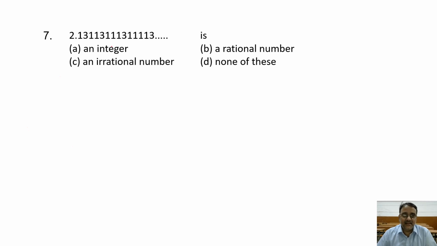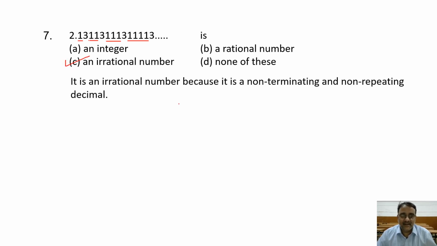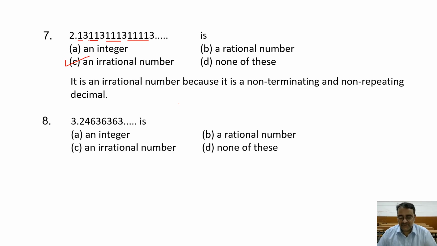2.13, 113, 1113. यहाँ पर देखो एक 1 है और यहाँ पे 2 है और यहाँ पे 3 है और here 4 ones are there. So that means it is not repeating, but dot dot dot means it is non-terminating, right? So non-terminating, non-repeating, irrational number होता है. So the correct option is C. It is an irrational number because it is non-terminating and non-repeating decimals. Now we are moving toward the next question.